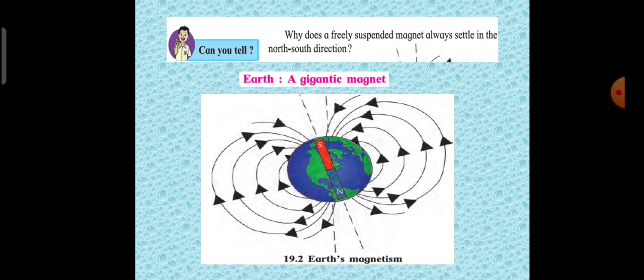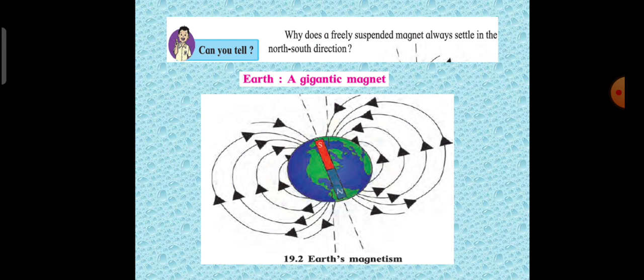Why does a freely suspended magnet always settle in the north-south direction? It is inferred by the scientist William Gilbert that the earth itself is a gigantic magnet. Magnetic north pole of the earth is situated near its geographic south pole and the magnetic south pole of the earth is situated near the earth's north pole.